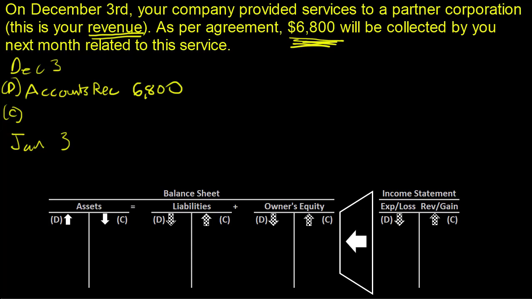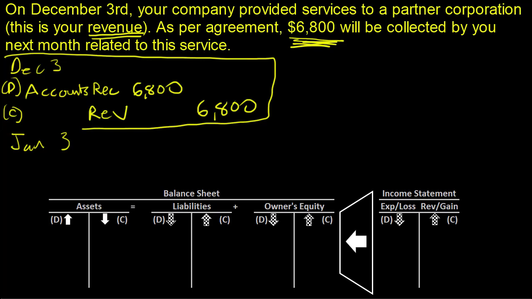And how do we record this account receivable here? How does that actually end up being tracked? Is that an expense, loss, liability, owner's equity? Well, it is revenue because it says right here. So we could call it sales revenue. I'll just put revenue right here and revenue of $6,800 right here. All right. So that is the journal entry for December 3rd. That's what we have. All right. Accounts receivable and revenue.